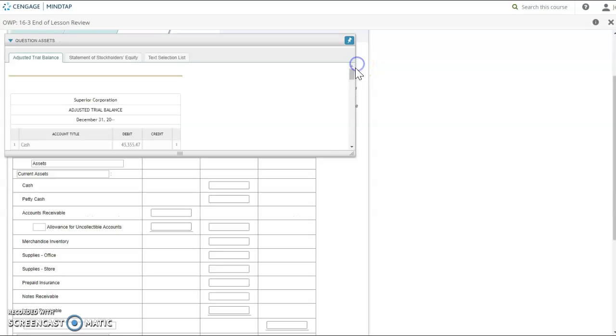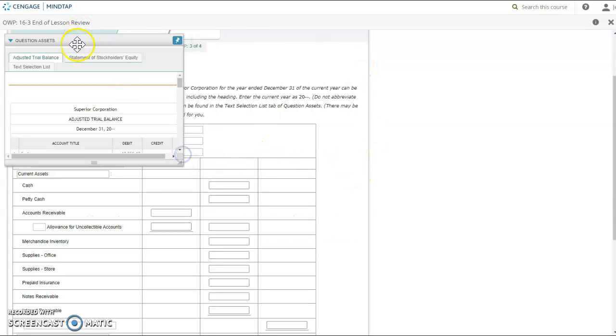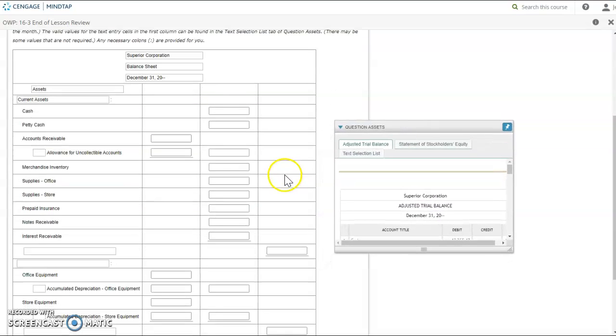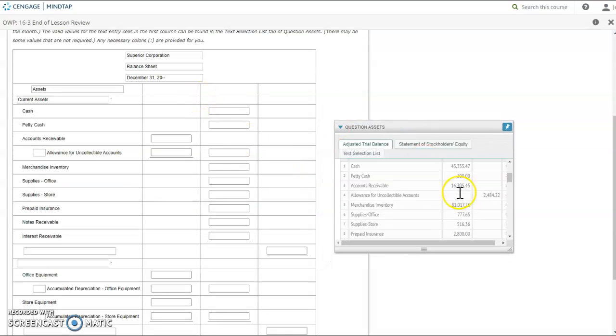So I'm actually going to unpin this and scroll this down to make it easier for me to copy in my numbers. So I would say the big thing here is just making sure that we are copying in the correct numbers. So we have 43,355, oops, 355.47. Our petty cash is 200.